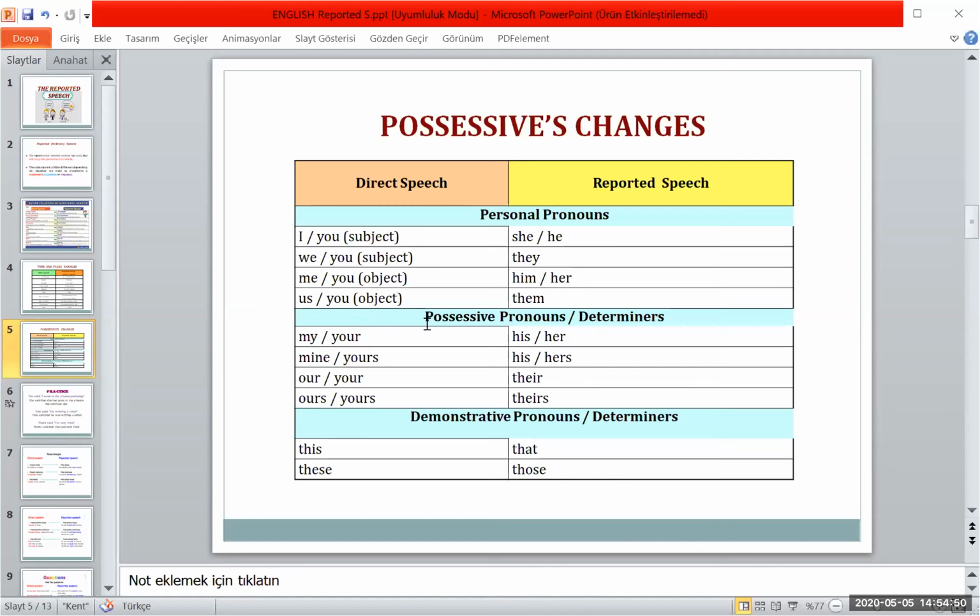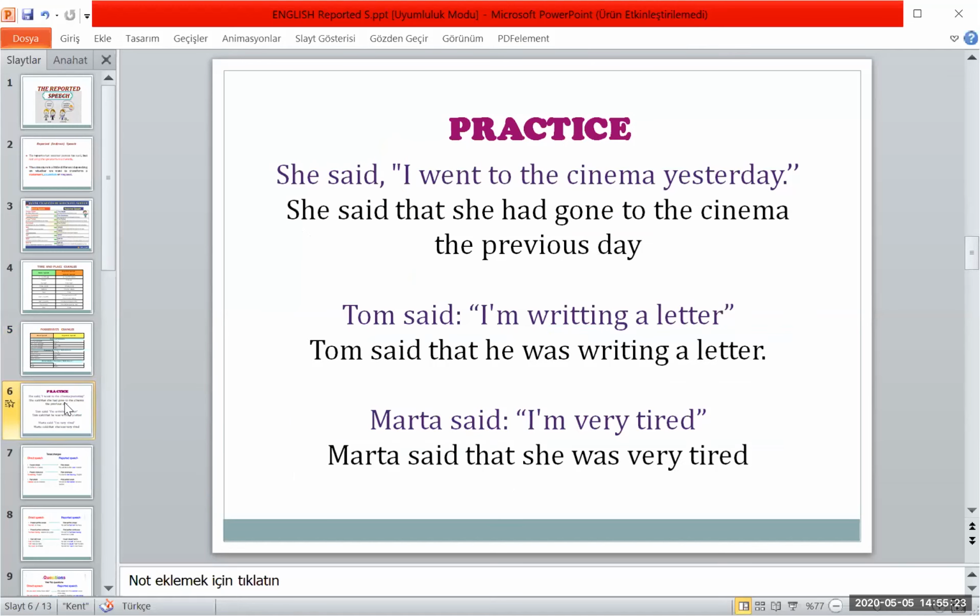So when it comes to possessive adjectives, my and your will change into his and her, or possessive pronoun, mine or yours, will change into his or hers. Our or your, possessive adjective, will change into their. Possessive pronoun ours and yours will change into theirs. This in direct speech will change into that in reported speech. These in direct speech will change into those in reported speech. And some examples.